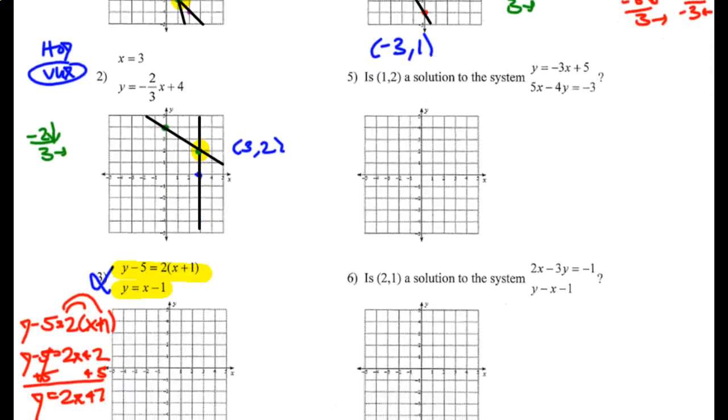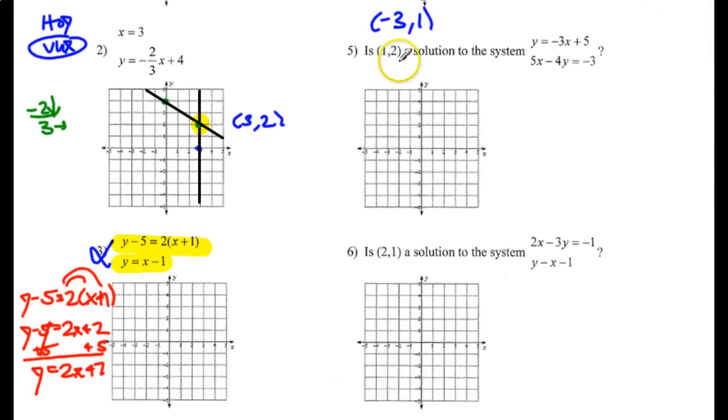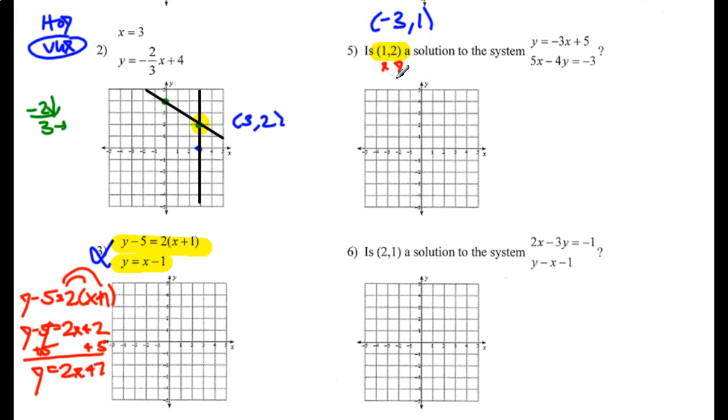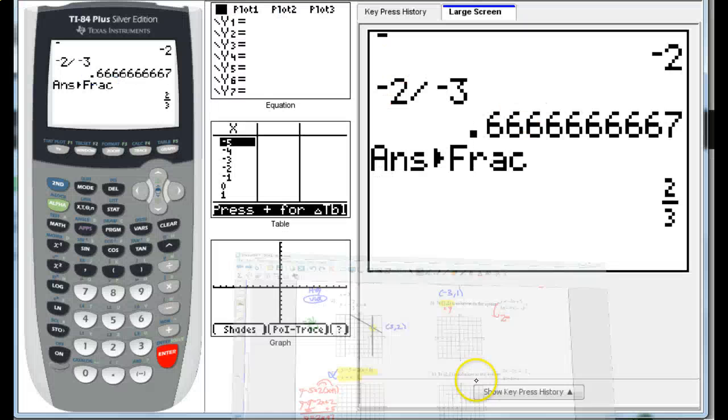Alright, a couple ones where we're checking a solution. Alright? So number 5 is asking, is 1, 2, is this point a solution to this system? So let's first start by doing the algebra, plugging it in. Okay? So remember, first number is the x, second number is the y. So if I plug it into the first one, y is 2 equals. Now remember, I'm just going to type this in, plugging in 1 for x with parentheses in my calculator.